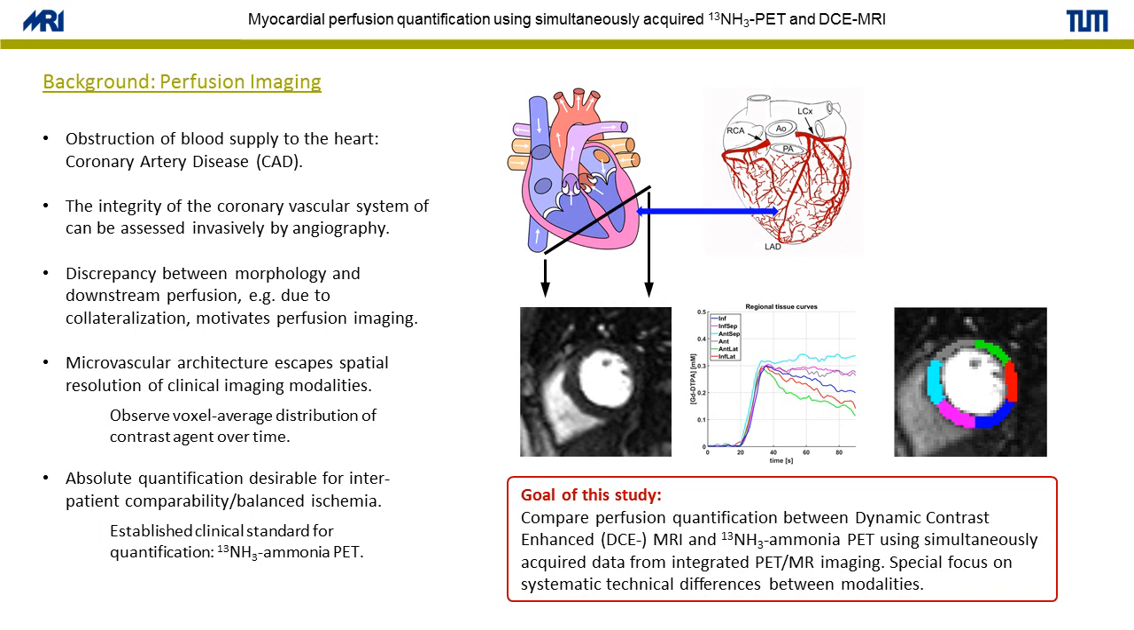With respect to absolute quantification of myocardial perfusion, it was the goal of this study to compare quantification results between dynamic contrast-enhanced MRI and ammonia PET using simultaneously acquired data from integrated PET-MR imaging. The paper has a special focus on the systematic technical differences between the two modalities.